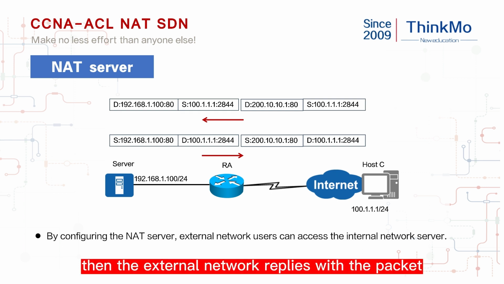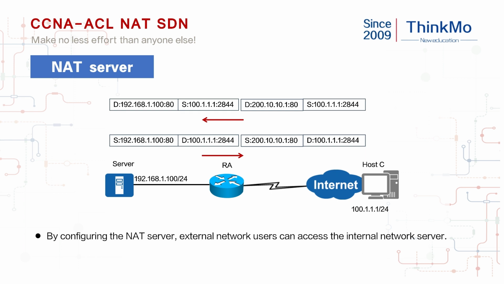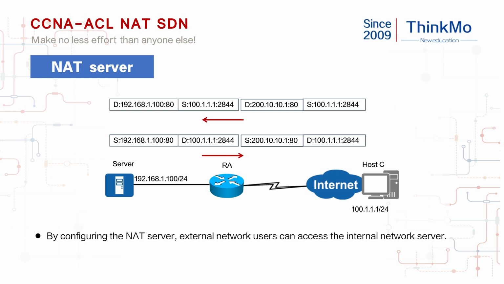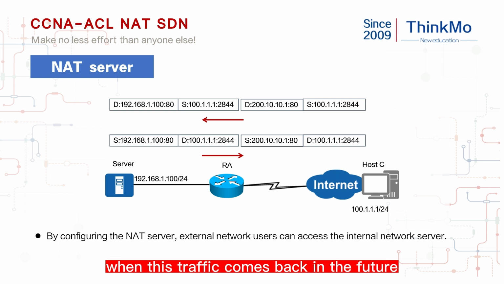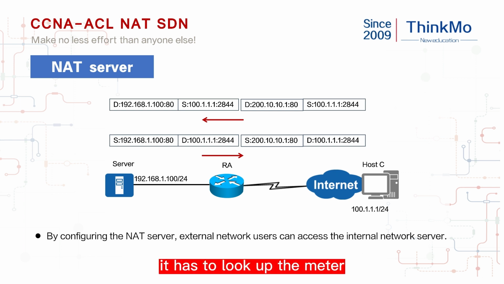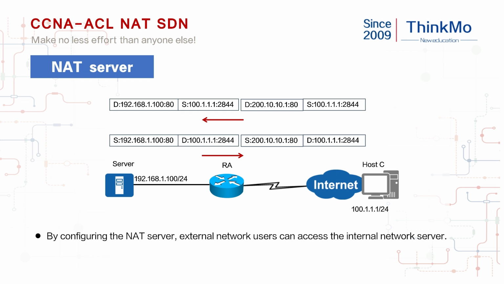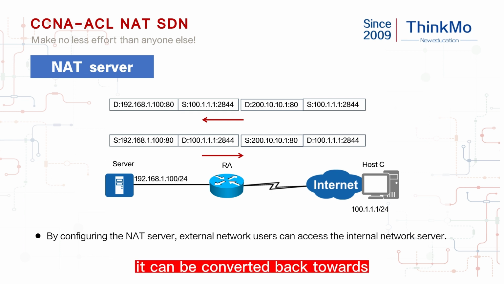Then the external network replies with the packet. Because when we go out online, a mapping table will be formed on this device. After the data goes out, when this traffic comes back in the future, it has to look up the table. If there is this mapping entry in the table, it can be converted back. If there is no outgoing traffic, there is no return.